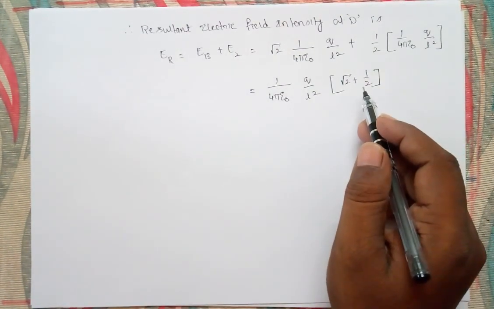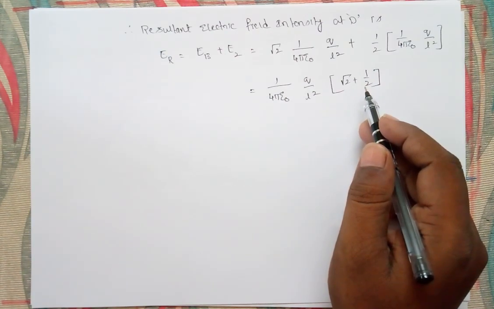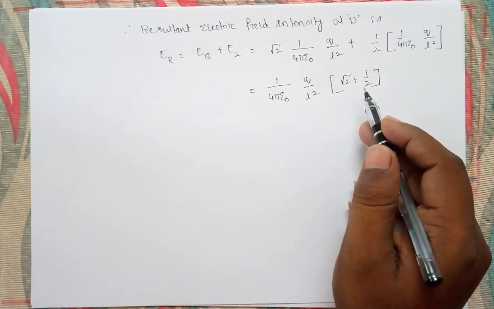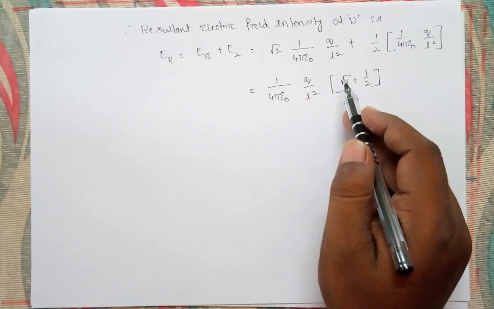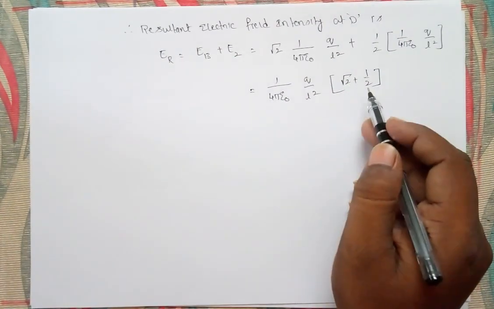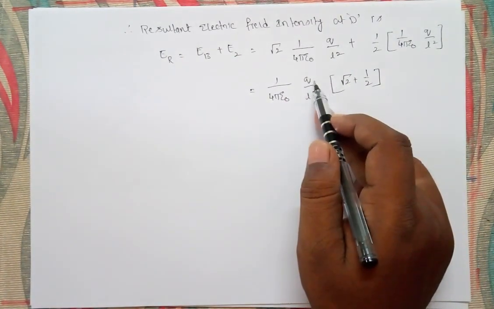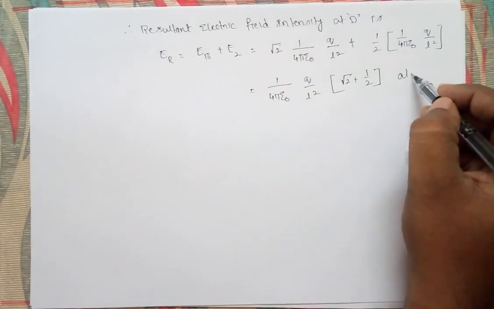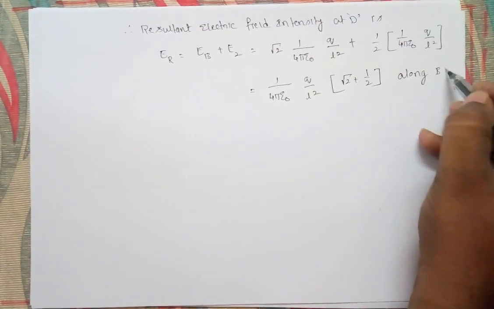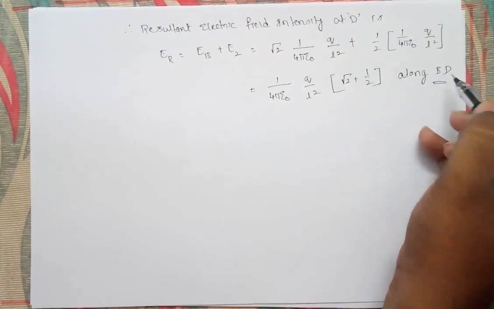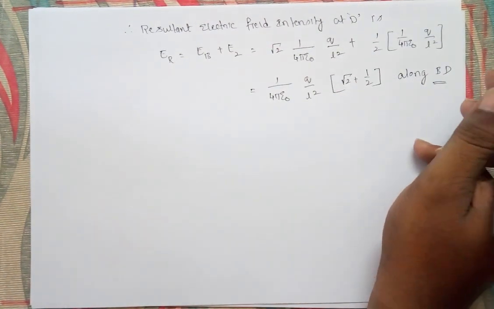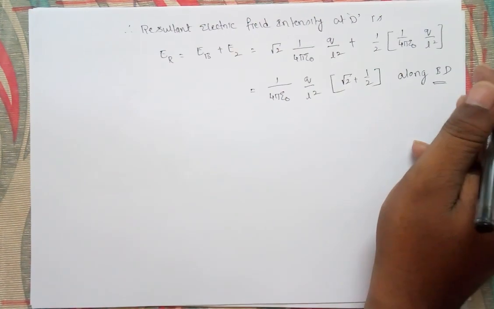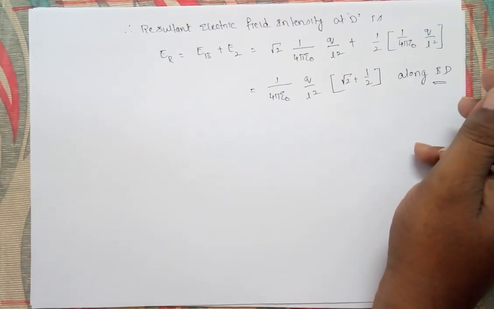This is the same kind of result you observed in the force case also. The force experienced by any one of the corner charges due to the remaining three in a square, we discussed a similar result. There Q square will come, here just Q will come. This is the magnitude and the direction is along BD. So this is the case of three equal charges located at three corners.